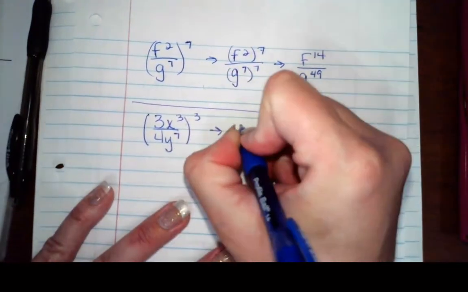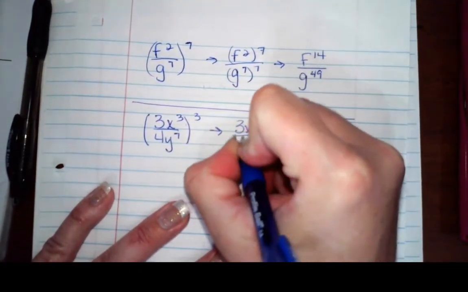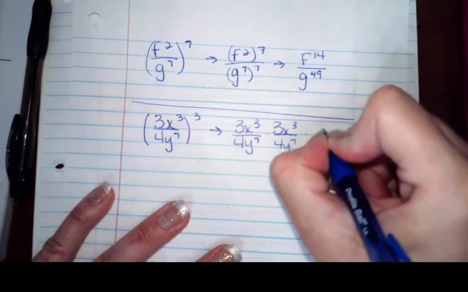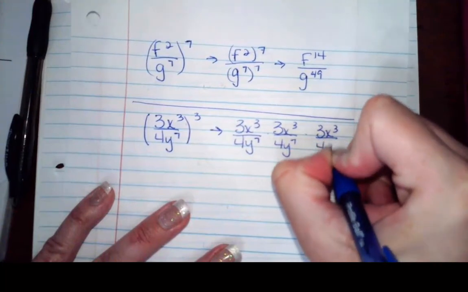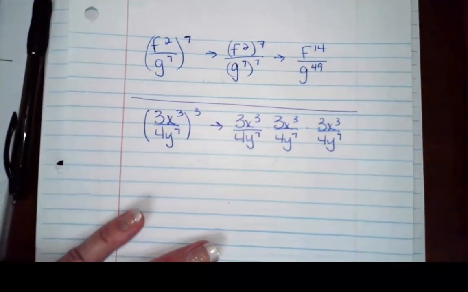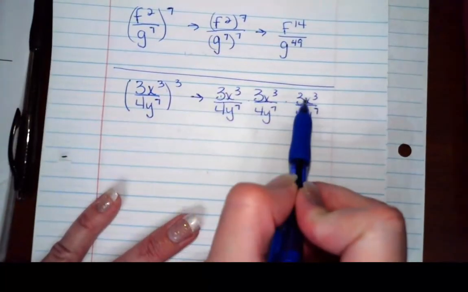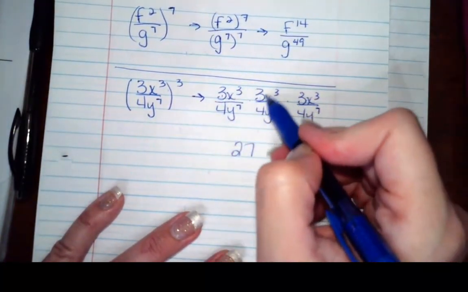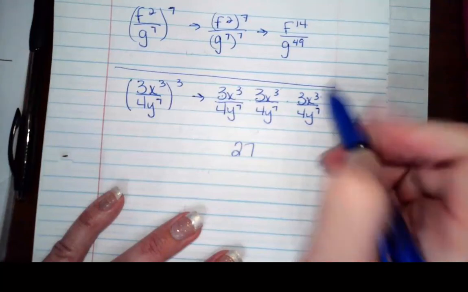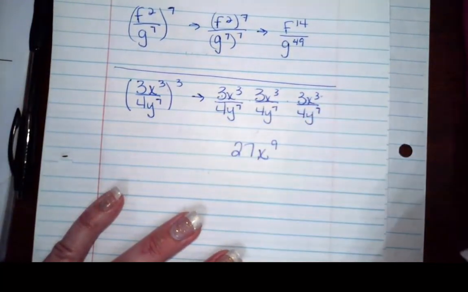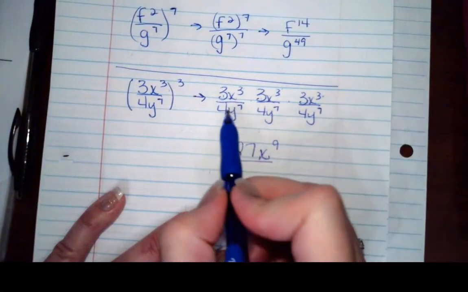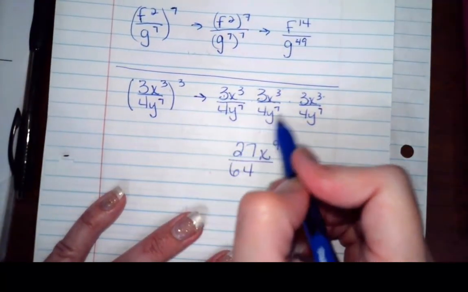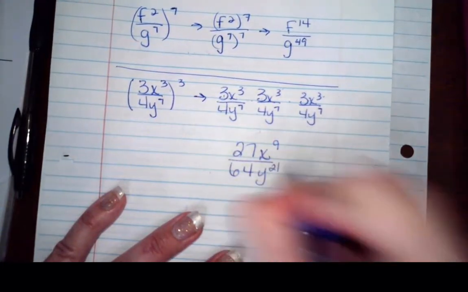So I could rewrite this thing as 3x to the 3rd over 4y to the 7th, times 3x to the 3rd over 4y to the 7th, times 3x to the 3rd over 4y to the 7th. And now I can multiply straight across. So I've got a 3 times 3 times 3. Well, that's 27. So I have 27. I've got 3x's here, 3x's here, and 3x's here. So that gives me a total of 9x's being multiplied together over 4 times 4 times 4 is 64. And I got 7y's, 7y's, and 7y's, which gives me y to the 21st.